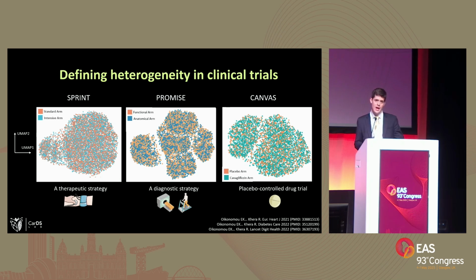So what we've done in our lab is we've developed a method that allows us to create a computational phenomap of a clinical trial. So what you see here is 3 key examples. The first one is SPRINT, you know it, intensive versus standard blood pressure control. PROMISE, a study evaluating a functional versus an anatomical testing strategy in suspected coronary disease. CANVAS, one of the earlier studies studying canagliflozin in patients with diabetes, looking at MACE.